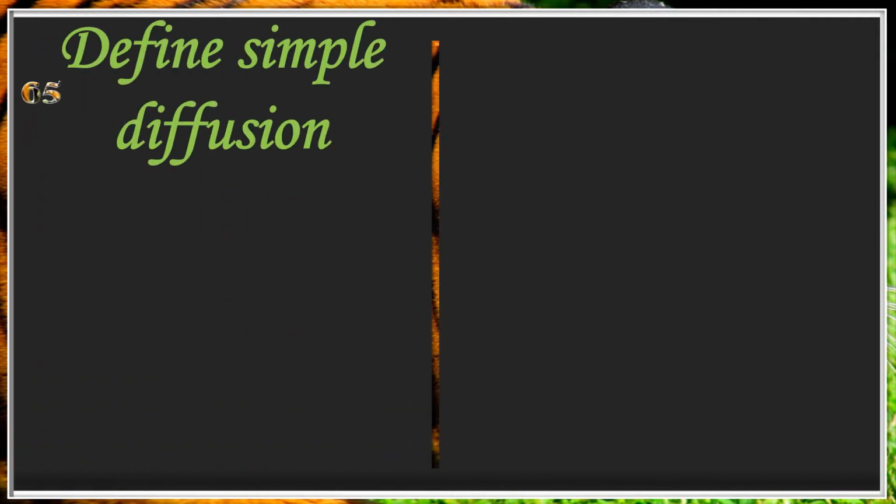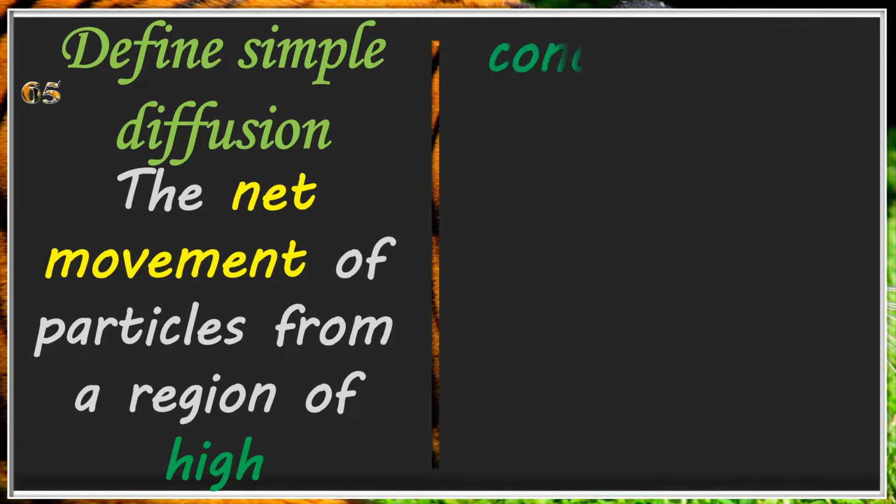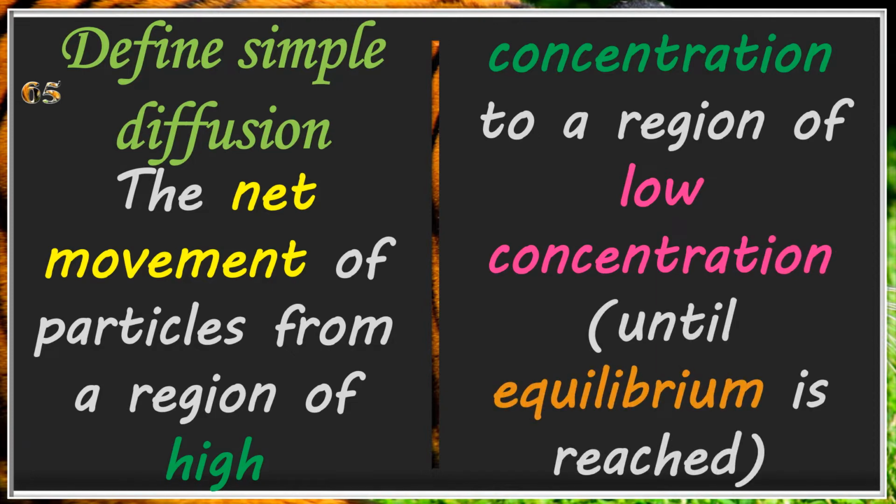Define simple diffusion. This is the net movement of particles from a region of high concentration to a region of low concentration until the equilibrium is reached. That is simple diffusion.